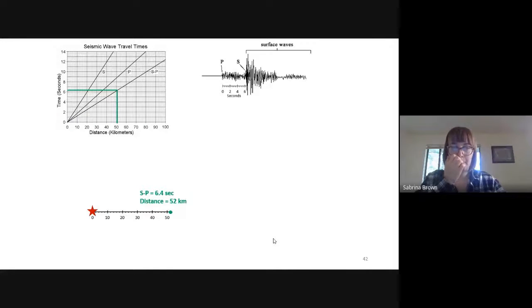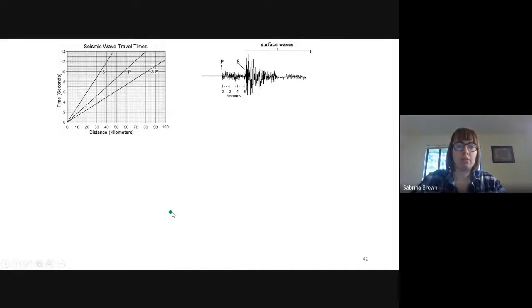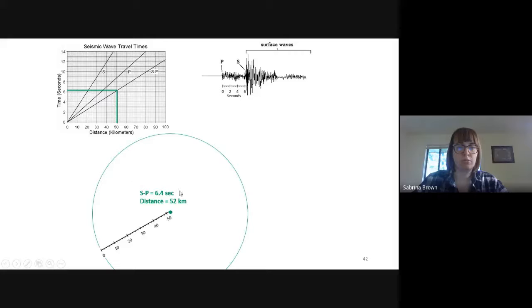So here, for example, we have station 1, which we have as green here. It has an SP interval of 6.4 seconds. And if we use this diagram with the SP interval of 6.4, we get a distance of 52 kilometers. So we know that the epicenter is 52 kilometers away from that station. But we don't know what direction that epicenter is away from the station. It could be in any direction. So we draw a circle around our station with a radius of 52 kilometers, right? So the epicenter could have occurred within 52 kilometers in any direction of the station.